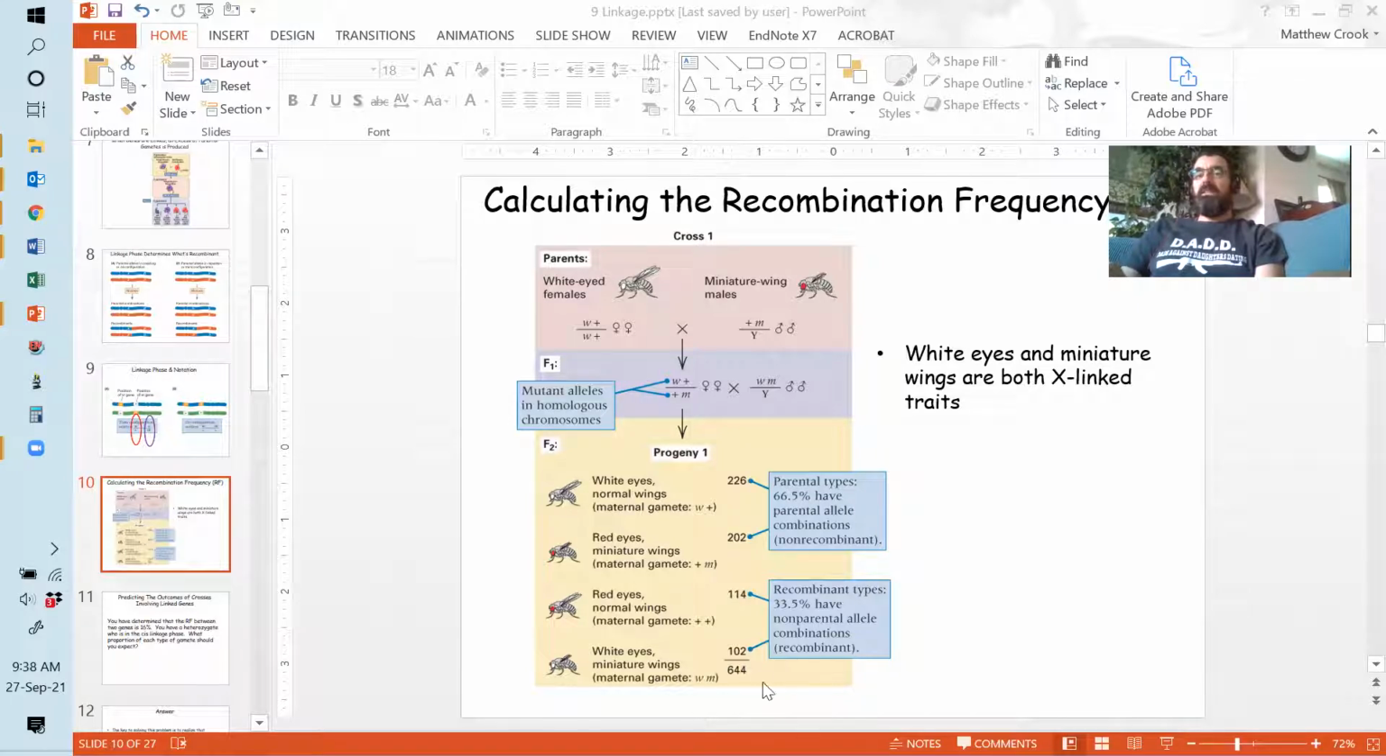So here, the distance, you add all of these together. So for wire miniature wings, map distance equals, what's the total there? 216 divided by 644 times 100 equals, what does it tell me? 33.5%.